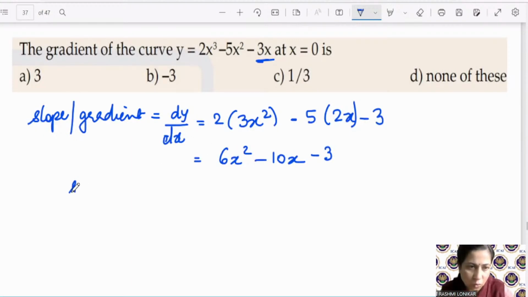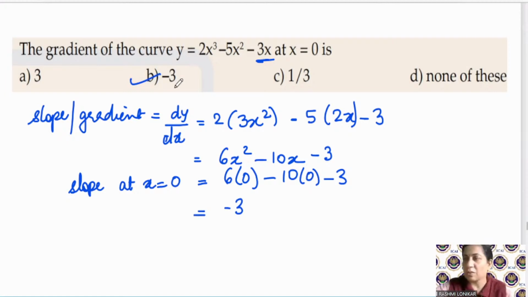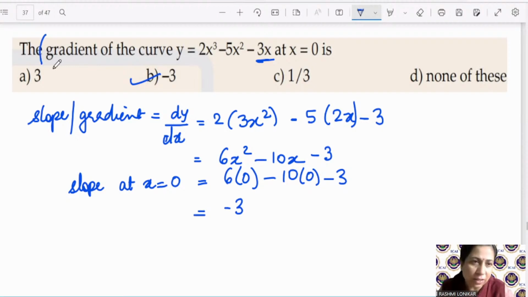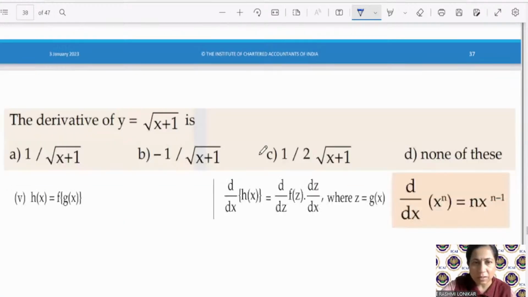So the slope at x is equal to 0 is 6 into 0 minus 10 into 0 minus 3. So the answer is minus 3, and B will be the correct answer. Can you see how easy it becomes? The only thing you need to know is what gradient is. It is the slope, and the slope is dy by dx. Simple. Everybody is with me?